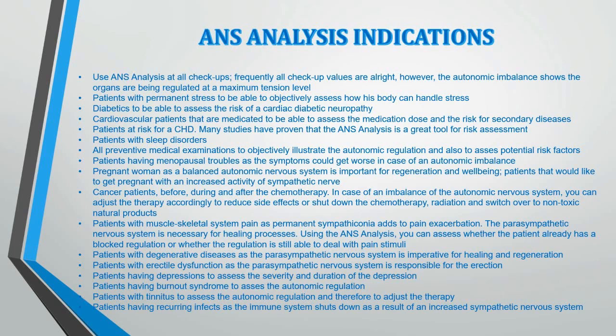So frequently, if all the checkup values are correct and all right, then we know that a patient is doing well. However, the autonomic imbalance shows the organs are being regulated at a maximum tension level, and there we need to intervene, of course, with our therapy. Patients also with permanent stress can be tested very well, so we can objectively assess how the body of the patient can handle this stress. Diabetics, with diabetics we are able to assess the risk of a cardiac diabetic neuropathy.